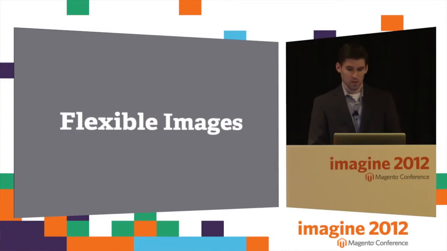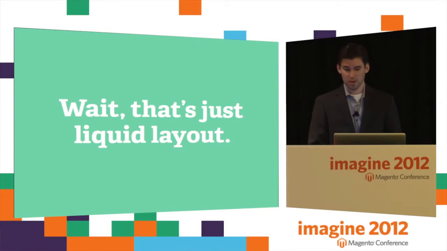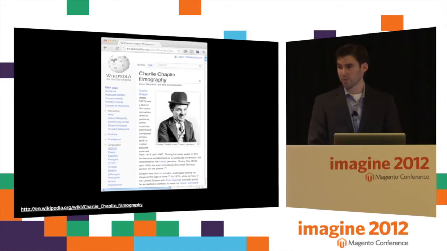Fluid grids work great for textual content, but what about images? On a narrow screen, they can easily overflow their container, which is poor form, but we can instruct the browser to flexibly scale images with one rule. If the image is too wide, this will scale it down to its parent container. Max width can be applied to many elements, including images, embed, object tags, and video. It's well supported in modern browsers, including IE7 and up, but there are performance considerations that I'll touch on a bit later. By now you might be thinking that's just liquid layout, like what Wikipedia does, and it becomes really unusable at the extremes.